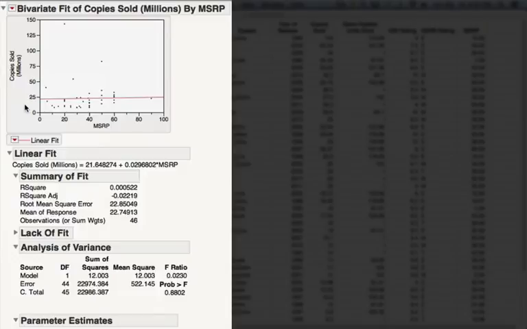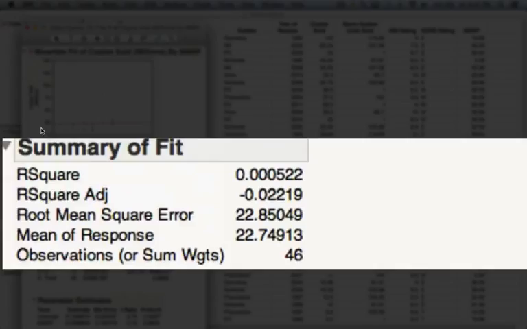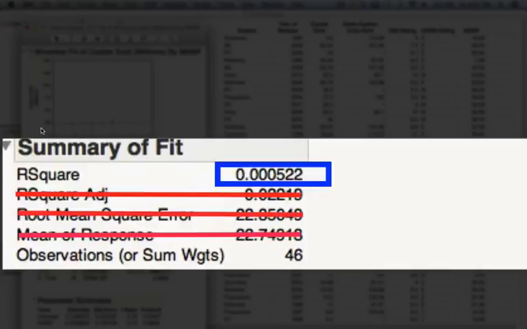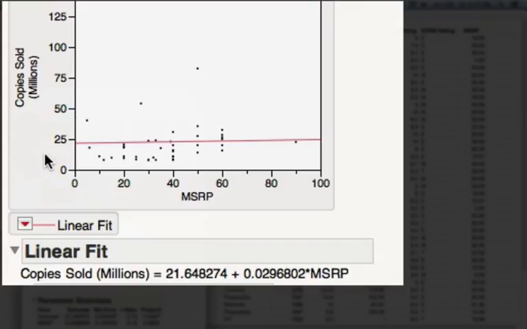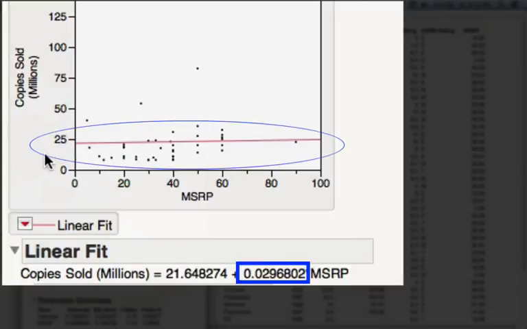Note that we are only able to tell correlation between the two variables using our linear regression model, but not causation. If we look at the summary of fit first, we see that an R-squared value of 0.000522 gives us an R, or correlation coefficient, of 0.023, which implies a very weak correlation between MSRP and the number of copies sold. We also have a very leveled slope of 0.029.